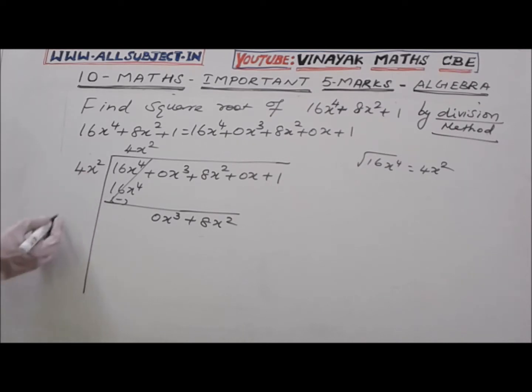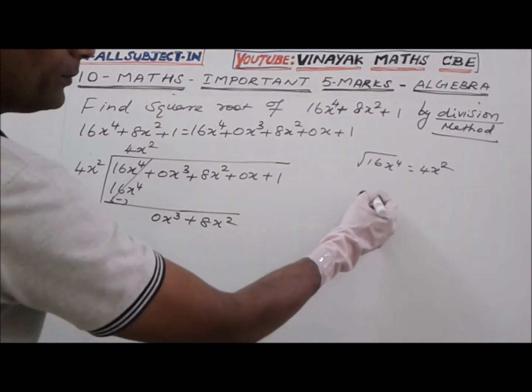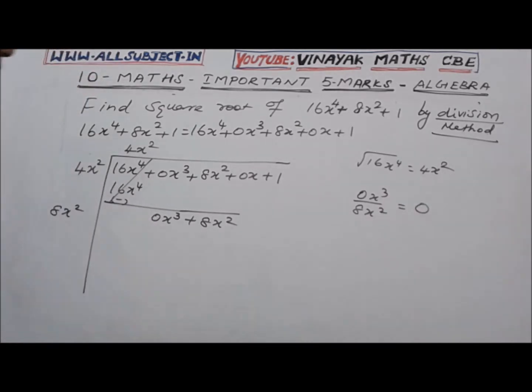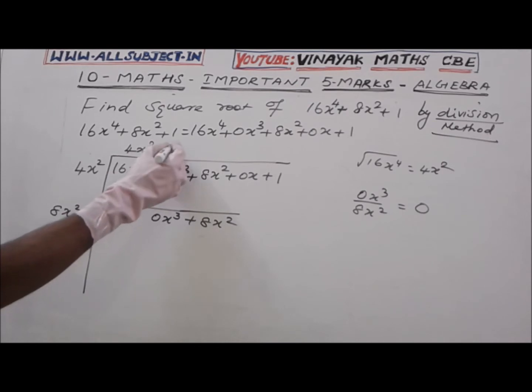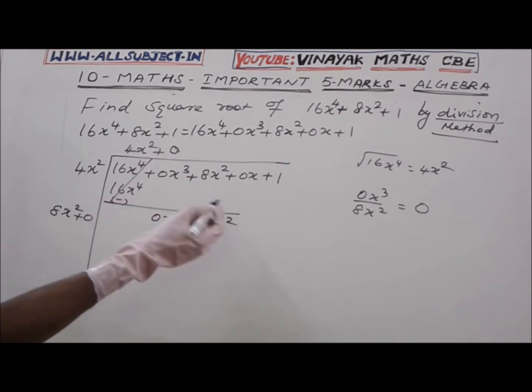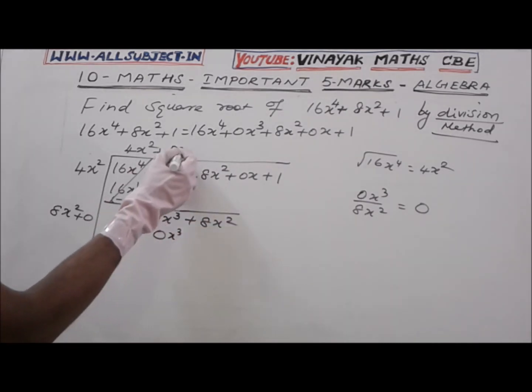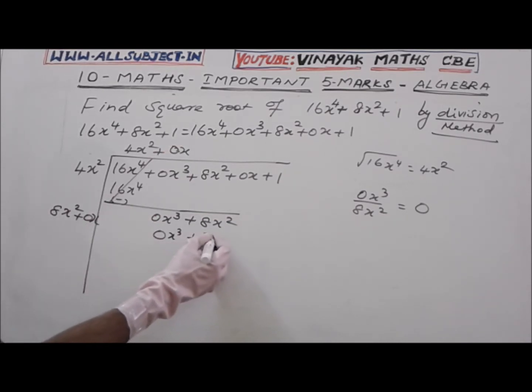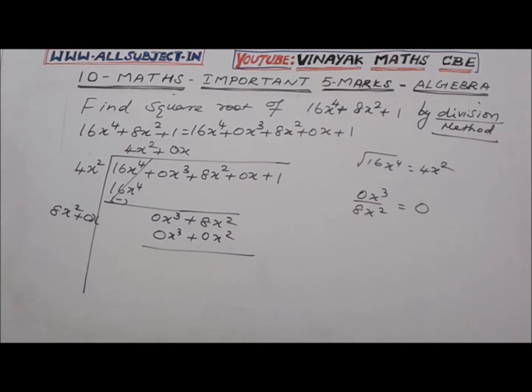Now multiply it by 2, we'll get 8x square. Then dividing this term by this term, 0x cube divided by 8x square. 0 by anything is 0. So place 0 here and plus 0 here also. So 0 into 0, all the terms become 0. 0x cube plus 0x square, so both the terms get cancelled.